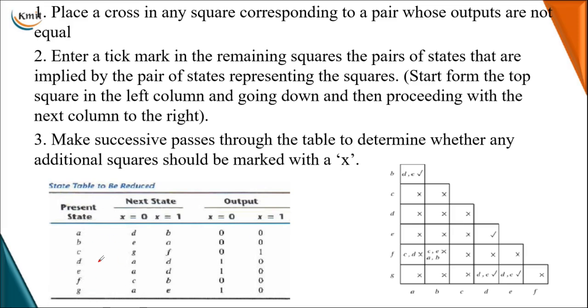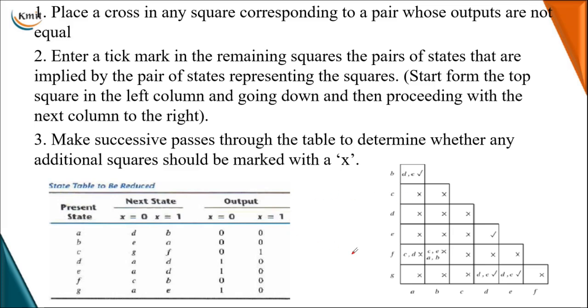Out of the 7 states, how many states we can reduce, we have to verify here using your implication table. The implication table gives you a chart which shows the compatibility of two sets of states. If they are compatible, we mark with a tick mark. If they are not compatible, we mark with a cross mark.